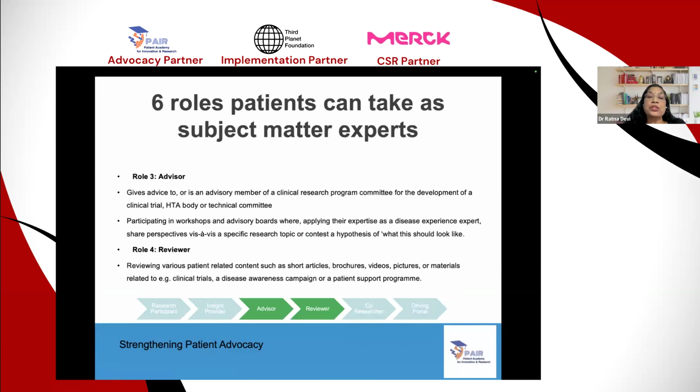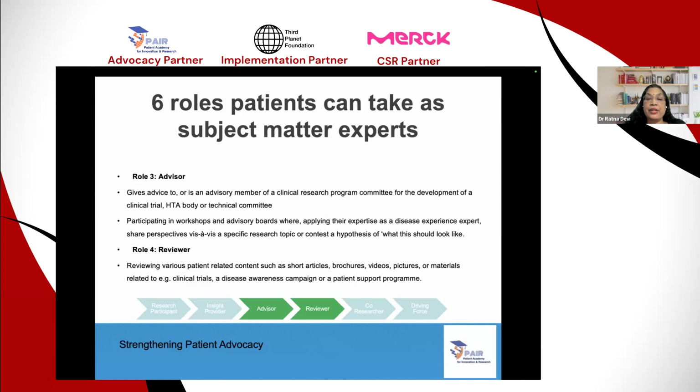Then they move on to the third role, which is advisor, and they become informal patient experts because they know their patient journey very well. They know which medicines work for them. They know what medicines do not give them satisfactory results, and what kind of warning signs to expect in their particular disease area, and when to report to a doctor.